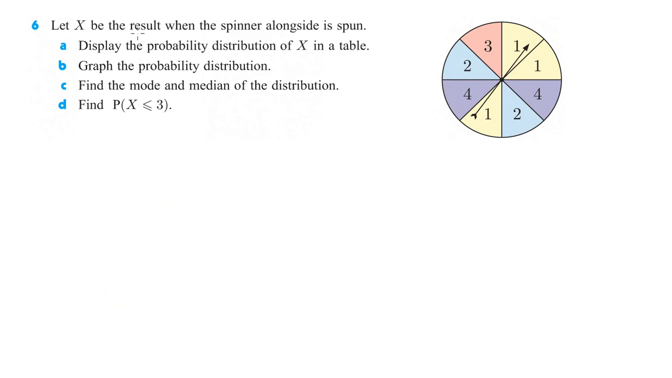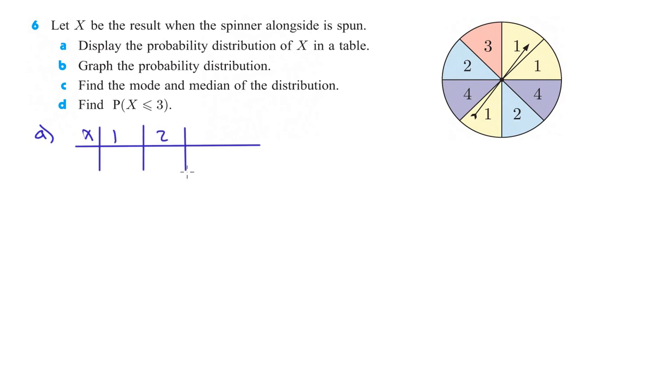Okay? All right, next one to take a look at is number 6. So let X be the result when the spinner alongside is spun. Part A says display the probability distribution of X in a table. Okay, so the 4 possible outcomes are 1, 2, 3, and 4. So let's do this. So we're going to just do, say, X, right? Oops, that's pretty bad. Let's try that again. There we go.